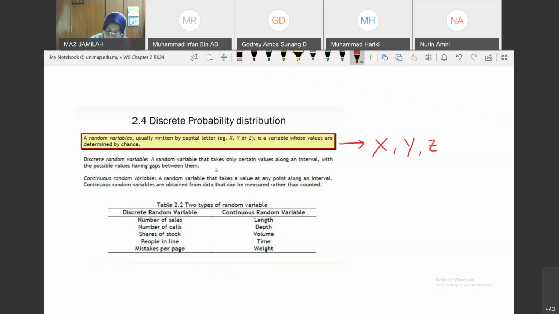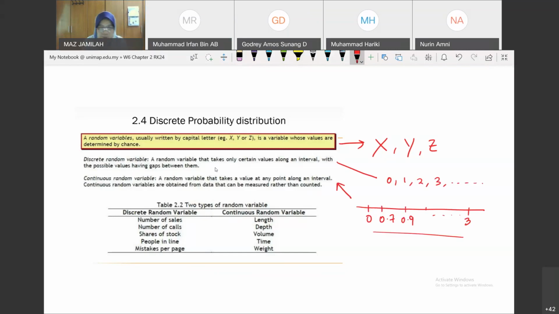It means that if it is discrete, it takes an exact value: 0, 1, 2, 3, etc. But for continuous, it could be any value in the interval. It could be 0, it could be 0.7, 0.9, whatsoever. And it may include, for example, maybe 3. But later we'll see how.